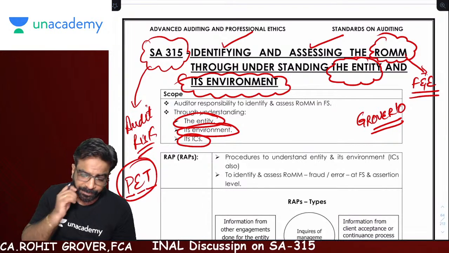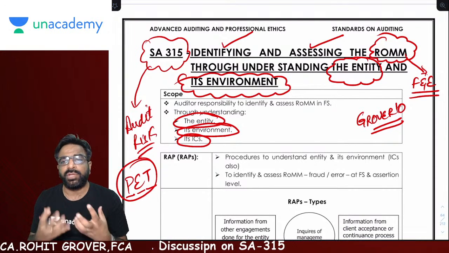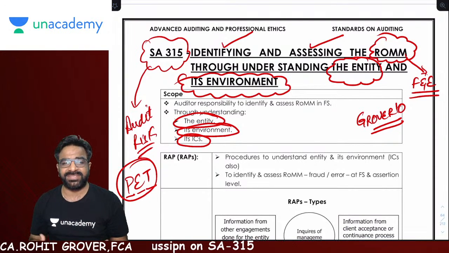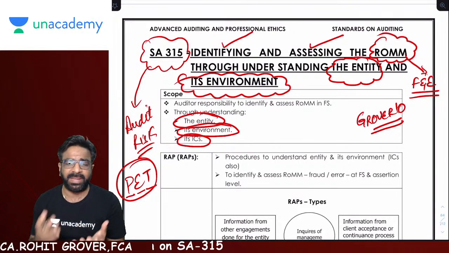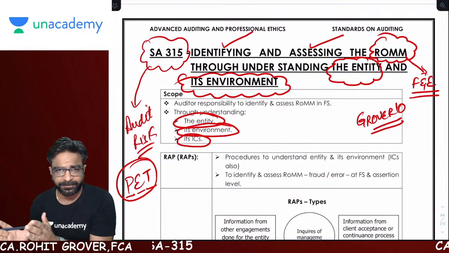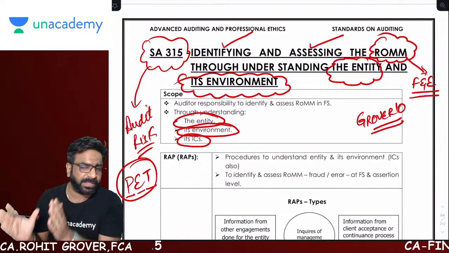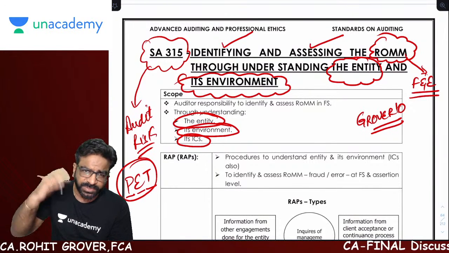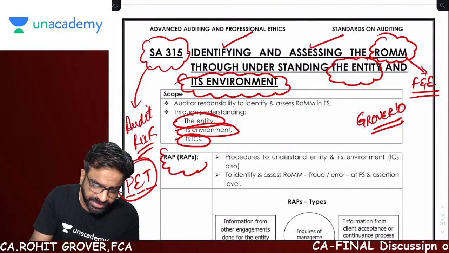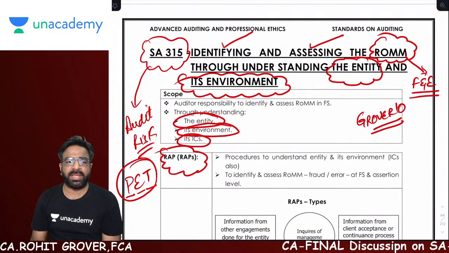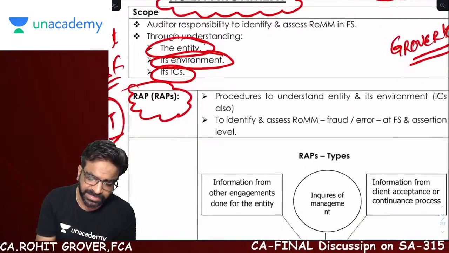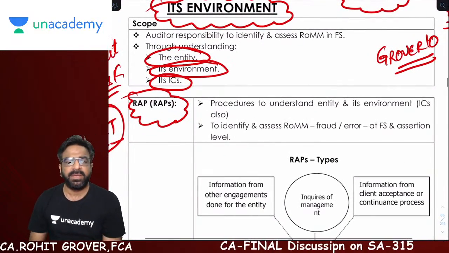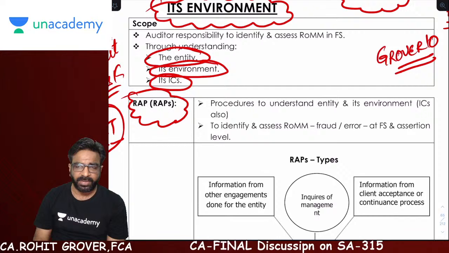Right or not? Now, how are we going to assess the risk? We are going to assess the risk by applying the audit procedures. And in the audit procedures, the first one which we should know is RAP. Sir, what do you mean by RAP? RAP stands for risk assessment procedures. Are you getting the point?